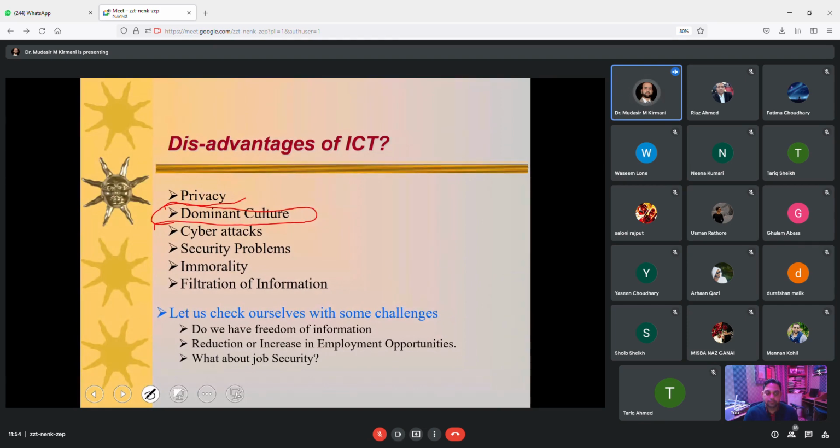Then cyber attacks, which is very prevalent as far as current scenario is concerned, because we have moved towards this virtual space. So people are using the loopholes in your system, in your scheme of things, in order to sneak into your system, in order to steal data, in order to see what information you are generating from your system or your websites or cyberspaces. Then we do have security problems.